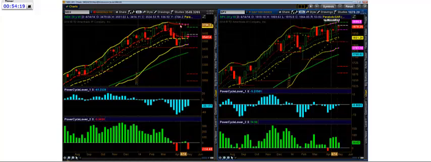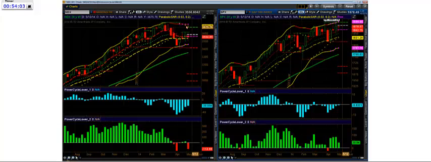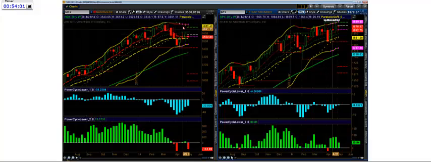Now I'm also seeing here my squeeze indicator. So we're also in a volatility compression squeeze on both indexes. That started on the 14th of April, and it started here on the S&P on the 14th. So this is a period of consolidation, and we've been in this for 1, 2, 3, 4 weeks.